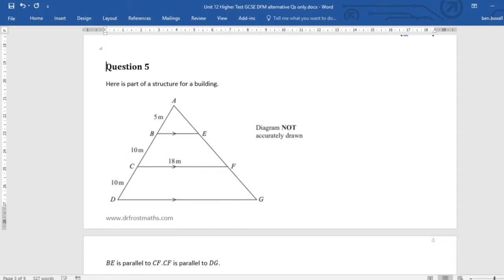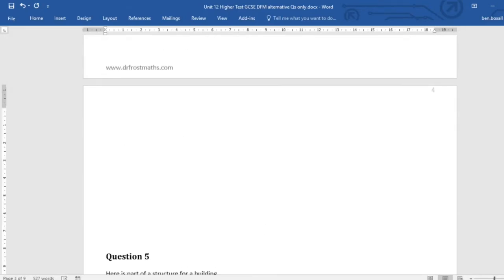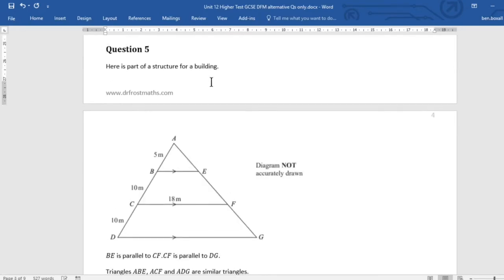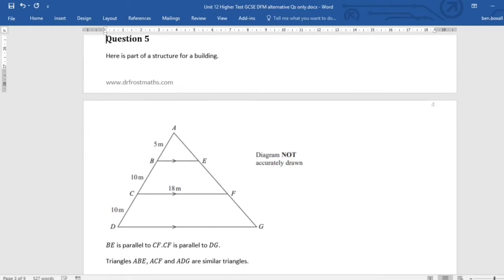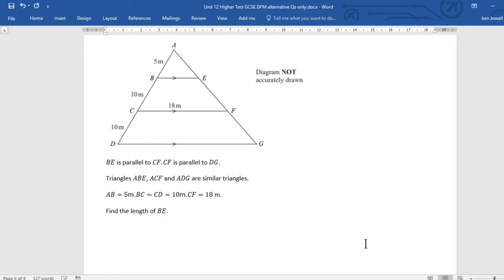Right. Seems to be moving all the stuff down, so I'm just going to move this down. Okay, this is going to scroll off the page. Here is part of a structure for a building. That's not really that important information. Find the length of BE.